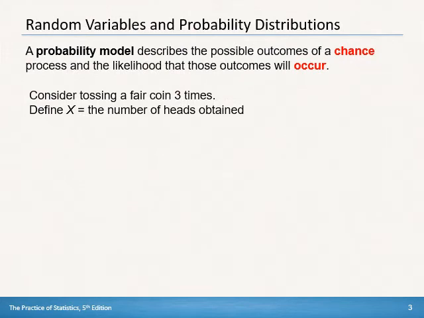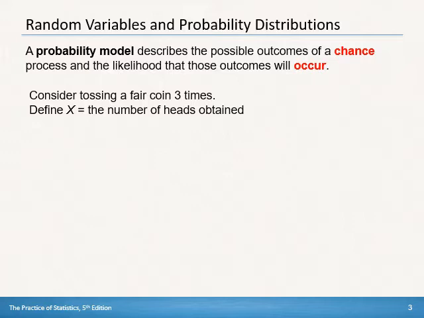All right, so the probability model, which we talked about in the last chapter, is going to describe all the possible outcomes and the likelihood, or the probability, of each outcome. So let's look at an example.